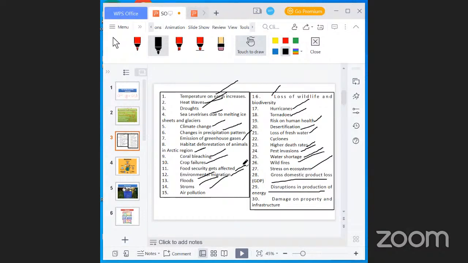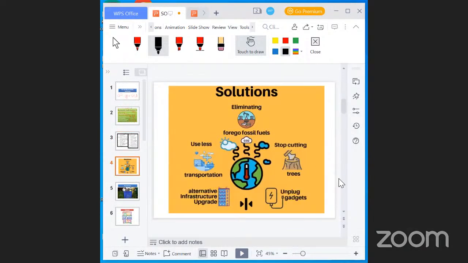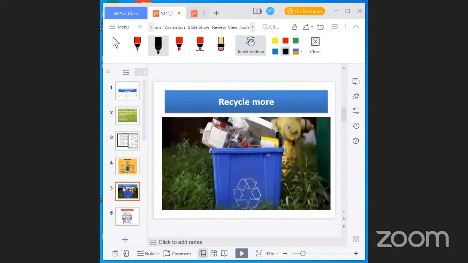So here are some simple actions you can take to help reduce global warming. Here you see now. So first one is recycle more. So the aim is to cut down the amount of carbon dioxide released into the environment.